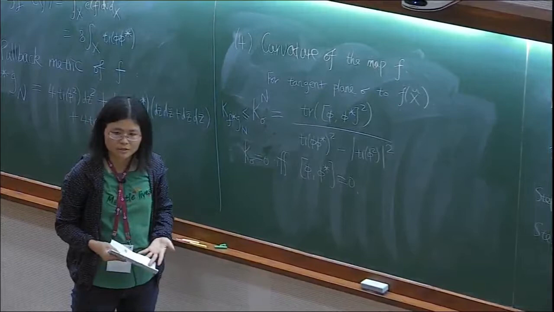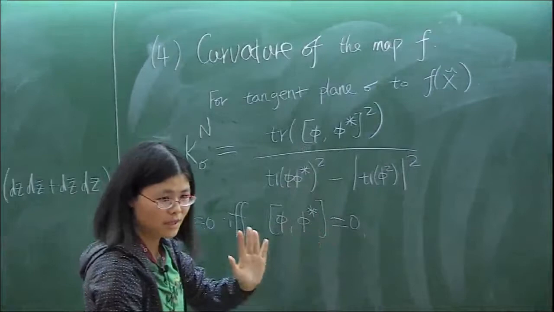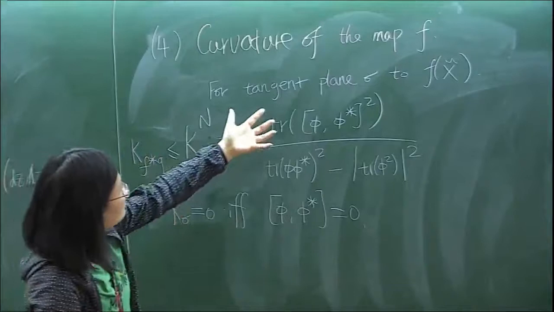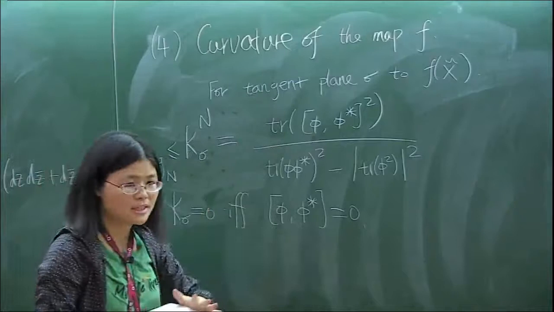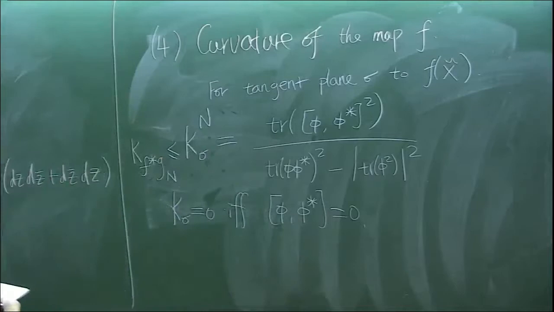So a priori, this is not necessarily negative, because there are two things that will commute. So if you want to say the image of F is never tangent to a flat, we need to say phi and phi star never commute. The Lie bracket of them is never zero. So we can translate the data of the harmonic map into these formulas.